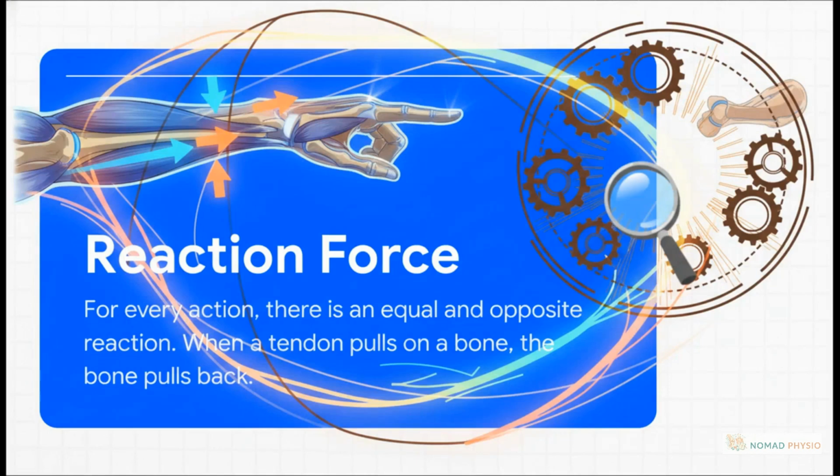But here is a super important point. Forces never ever act alone. Thanks to Newton's third law, we know that for every action, there's an equal and opposite reaction. So when that tendon pulls on a bone, that bone is pulling back on the tendon with the exact same amount of force. It's a two-way street, and you really have to grasp this to understand everything that comes next.